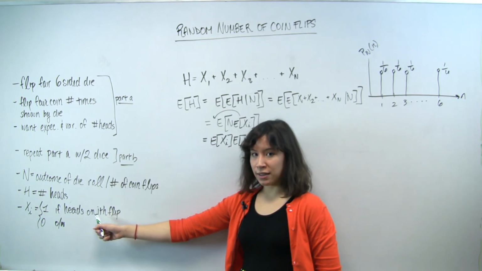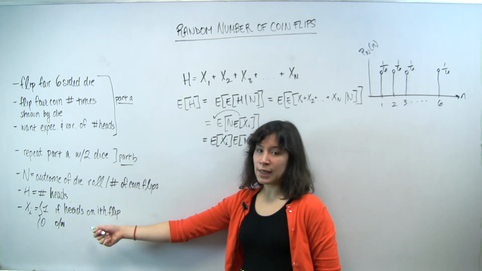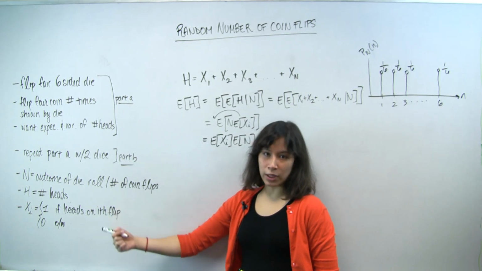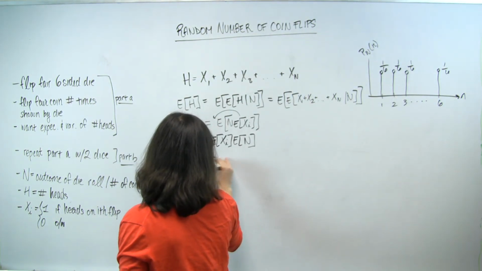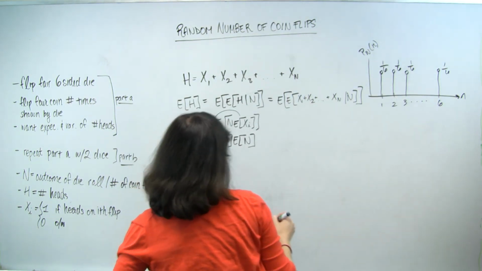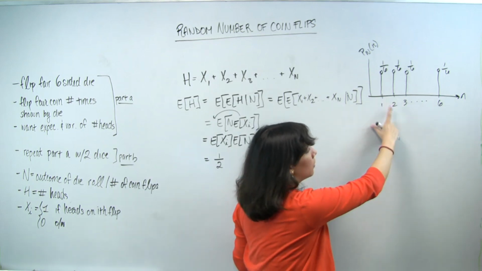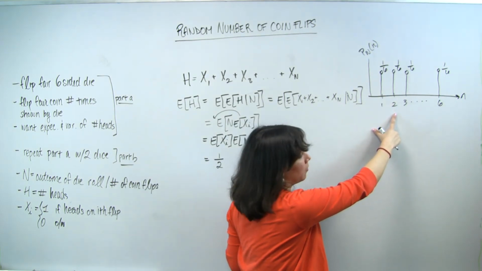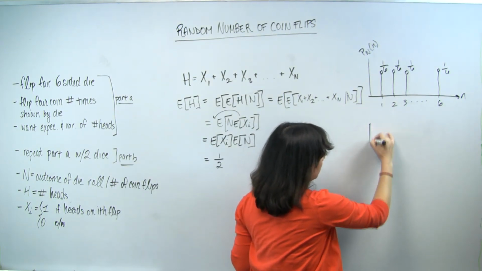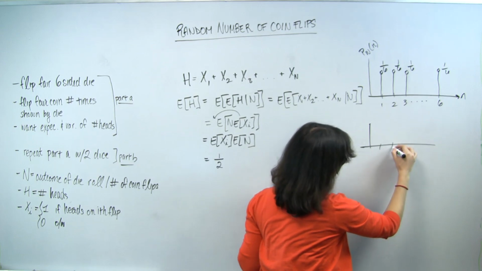And we know already that the expectation of such a random variable is just p, or 1/2. So this is 1/2 times the expectation of n. And now n, we know, is a discrete uniform random variable. And there's a formula that I'm going to use, which hopefully some of you may remember.